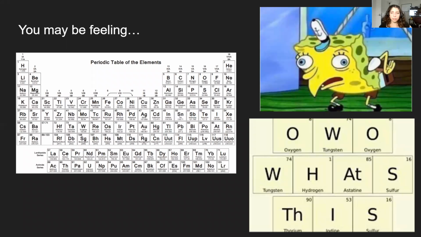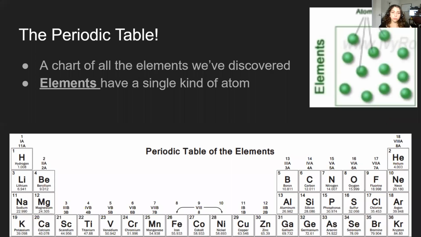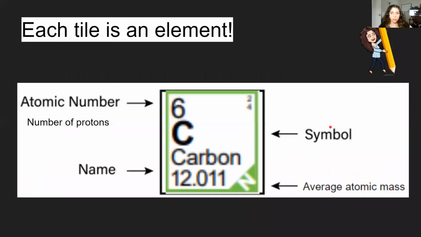All right. We've been working with the periodic table, and you may be feeling like SpongeBob over here, frustrated and angry. Well, let's figure it out. So to review, the periodic table is just this chart of all of the elements we've discovered, and elements are just atoms of one kind. Okay, so each tile represents an element, and you're going to write this down.